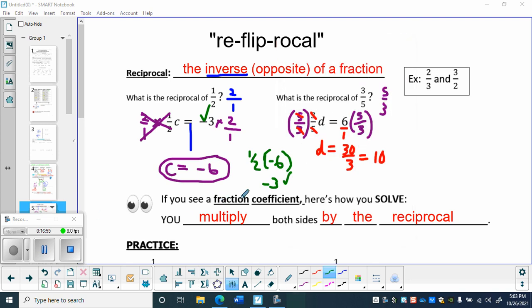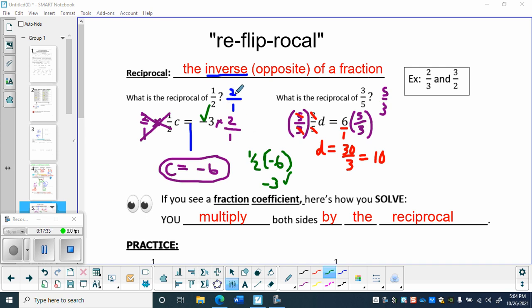So if you see a fraction coefficient, here's how you solve. You multiply both sides by the reciprocal. Whatever the reciprocal is, you just multiply by that number. So here the reciprocal of 3/5 was 5/3, so I multiplied 6 by 5/3. In this example, my coefficient, that was a fraction, was a 1/2. Its reciprocal was a 2/1, so I multiplied both sides by 2/1.